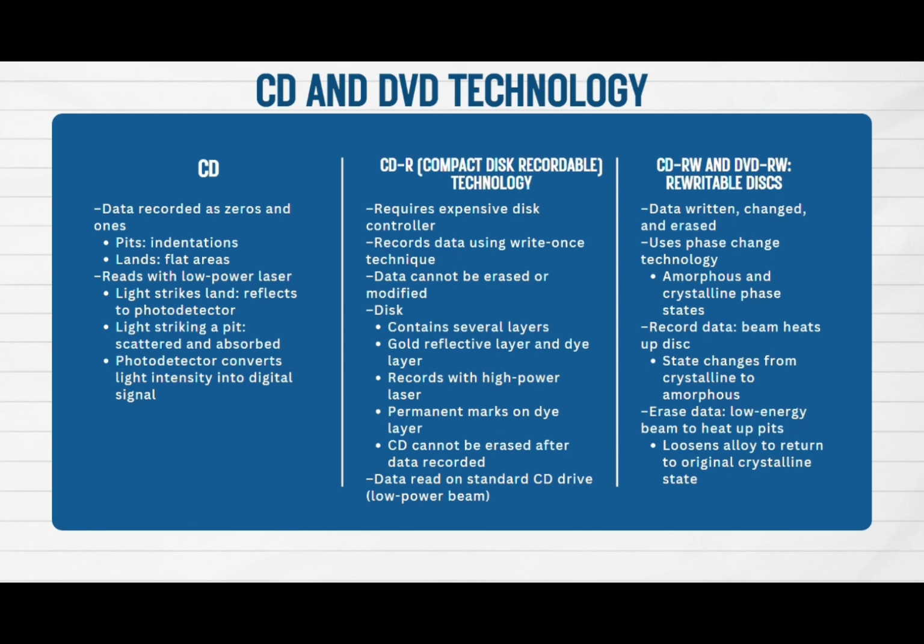Bits refer to indentation and lengths refer to flat area. A CD is read with a low power laser. Light striking a length is reflected to the photodetector. Light striking a bit is scattered and absorbed. The photodetector converts the light intensity into a digital signal.